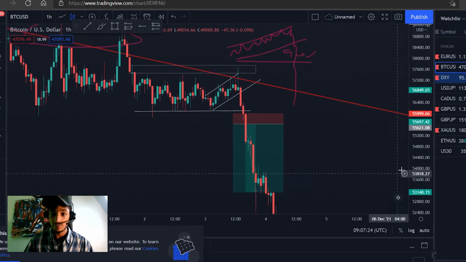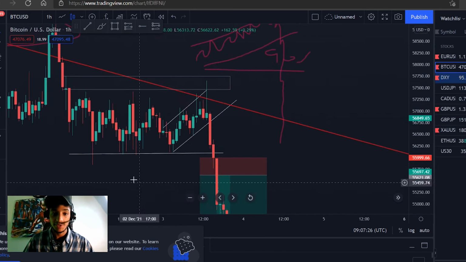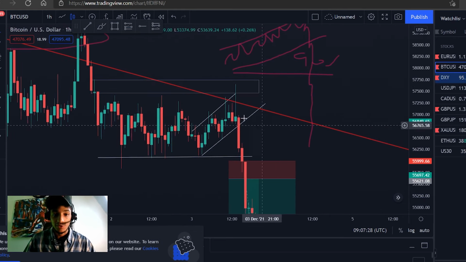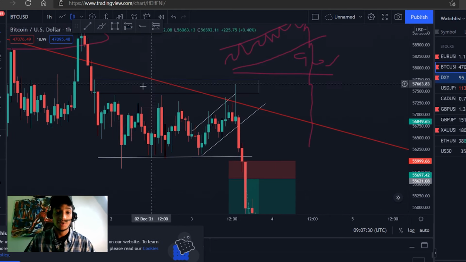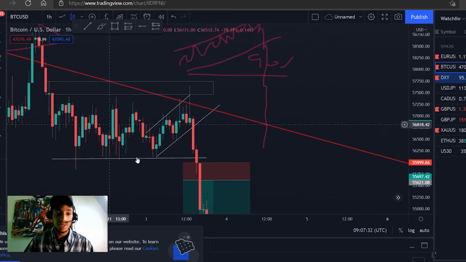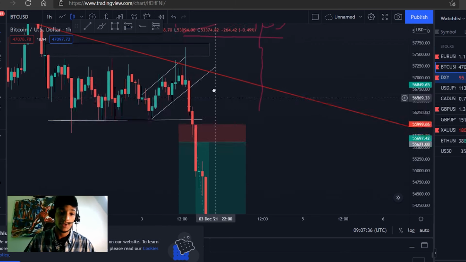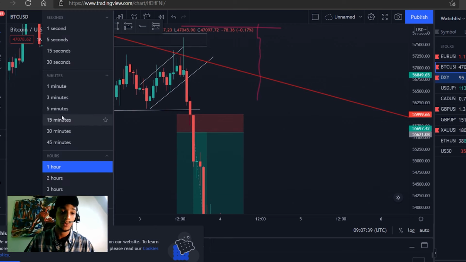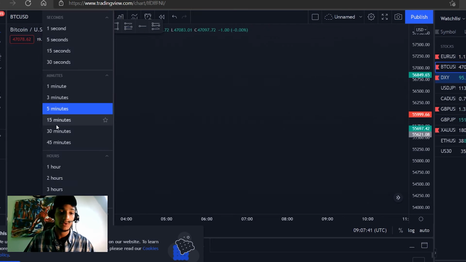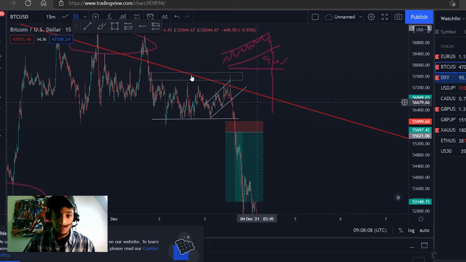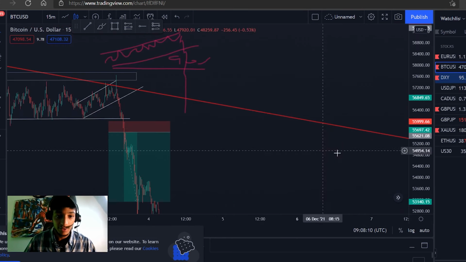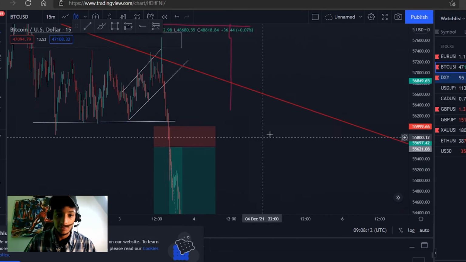So here's another one of my favorites, the 90%. As you can see, we have a sense of resistance here and a sense of support here, in that we have an ascending channel. So as I draw up this ascending channel in the 15 minutes, we will look at it more clearly. So look at this. We have that sense of an ascending channel.